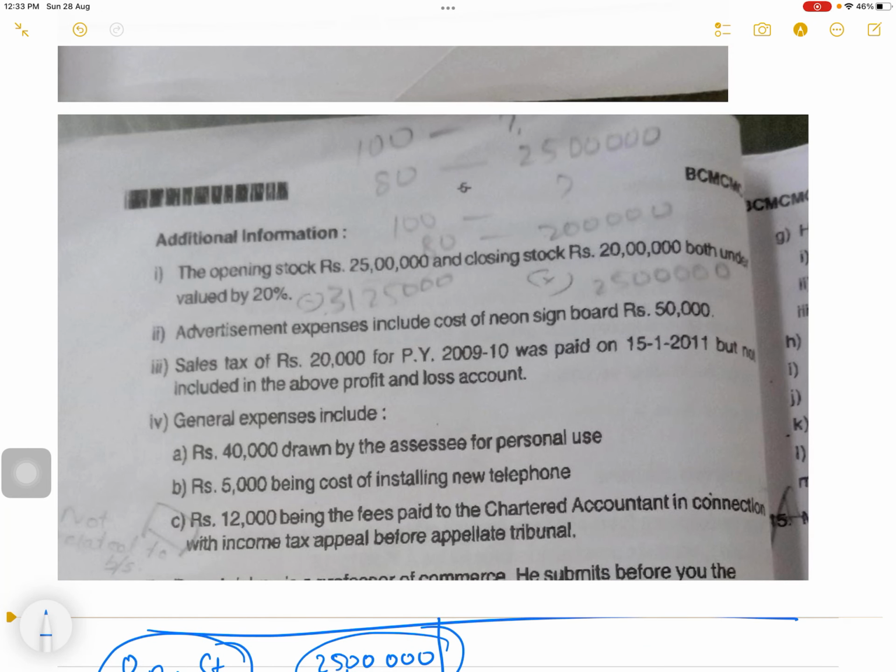Next, advertisement expense includes cost of neon signboard. We have done this in the previous sum also. 50,000 is capital expenditure, so this expense you are not supposed to show, you will add it. Sales tax of 20,000 for previous year was paid during the year, and it is not shown in above profit and loss account. So this 20,000 you can claim as expense now. So this 20,000 you can subtract from the net profit.